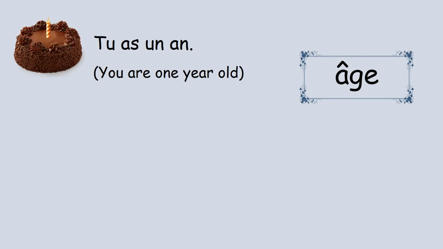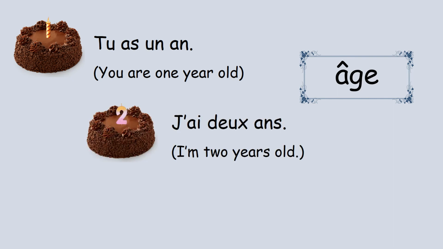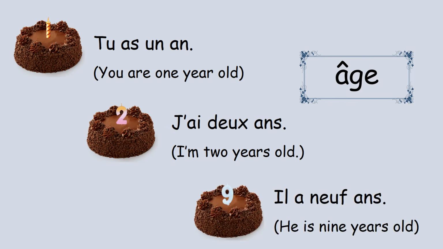Okay, so first we see age, âge. In English, when we describe our age, we use the verb to be, like I am 9 years old, I am 12 years old, or whatever the age is. But in French, we say the opposite. We don't say I am, we say I have that many years of age. So for example, you would say tu as un an. You are 1 year old. J'ai 2 ans.